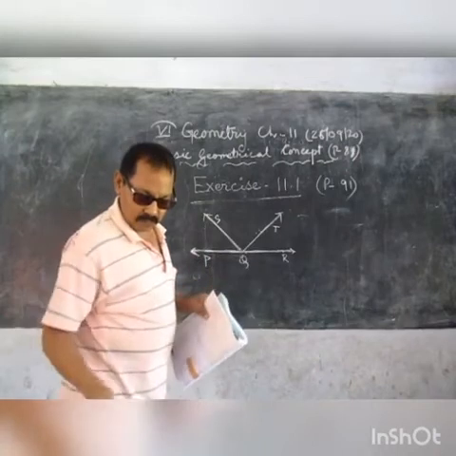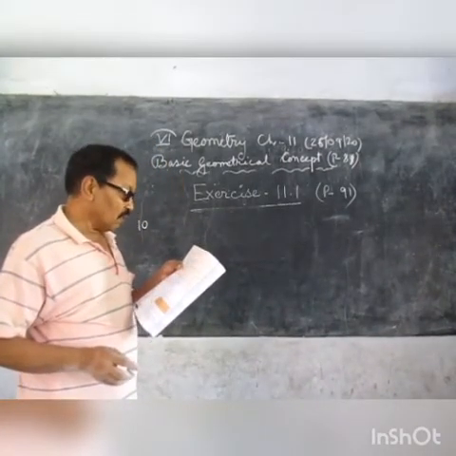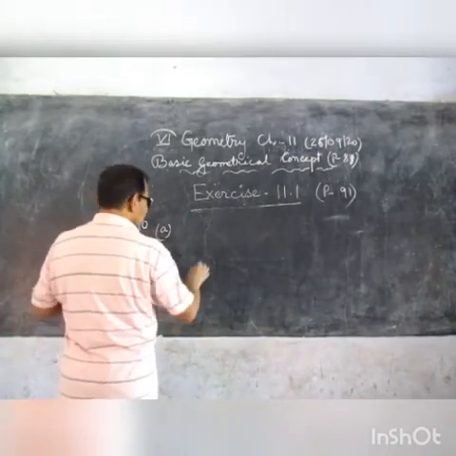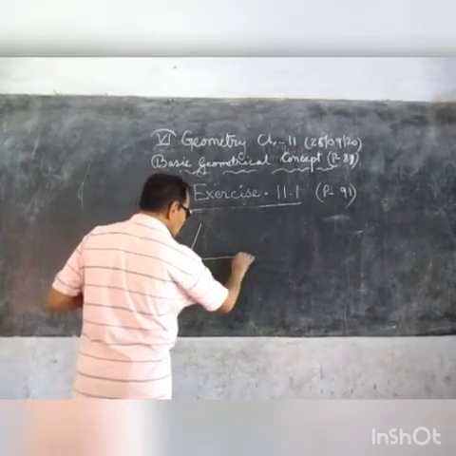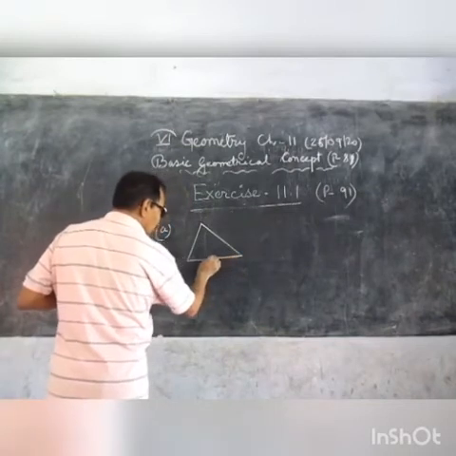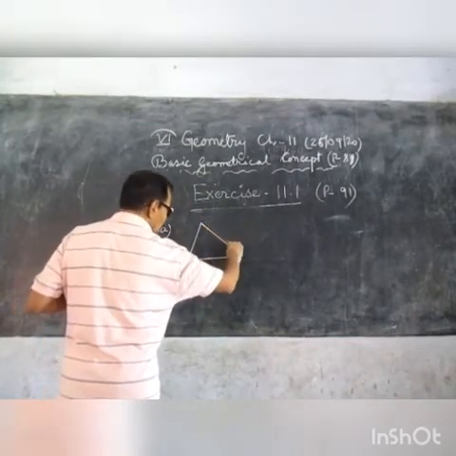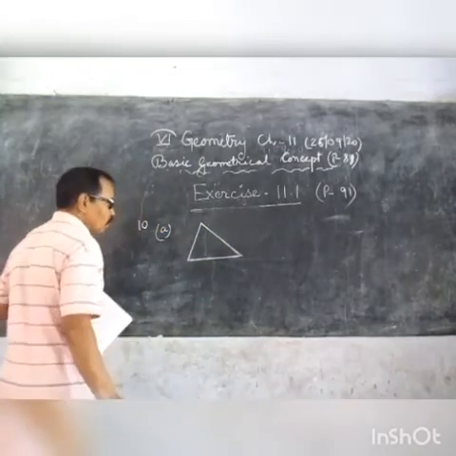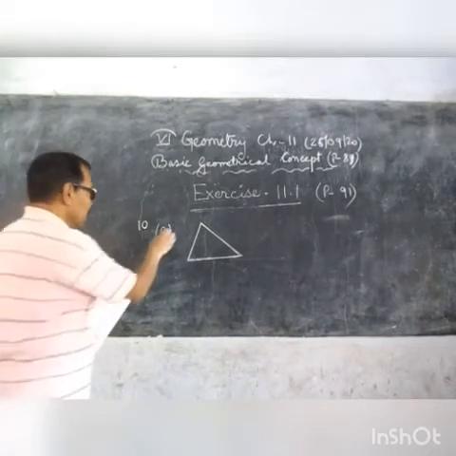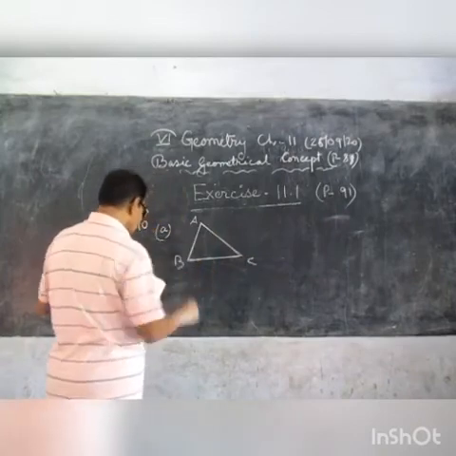Next, number 10. Draw and name the following figure. A. A polygon with three sides. What is the definition of a polygon? It is already described earlier. A closed figure bounded by three or more line segments is called a polygon. So a polygon with three sides. Suppose A, B, C. It is a polygon and it has three sides.